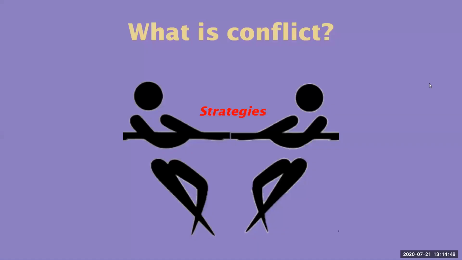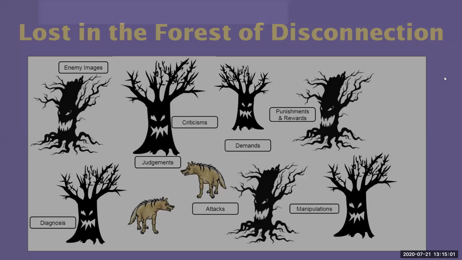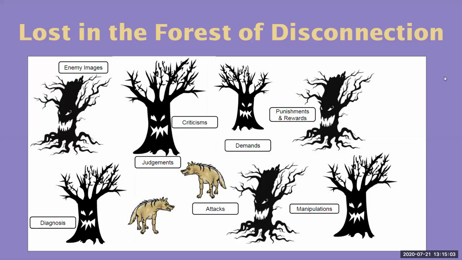This whole thing starts because there's a conflict. So person A wants something and person B wants something different, and they're experiencing conflict at the level of their desired strategies they're employing to get what they want. And this conflict has led them to the forest of disconnection. They've fallen prey to jackal-like things, judgments and demands and attacks and manipulations.